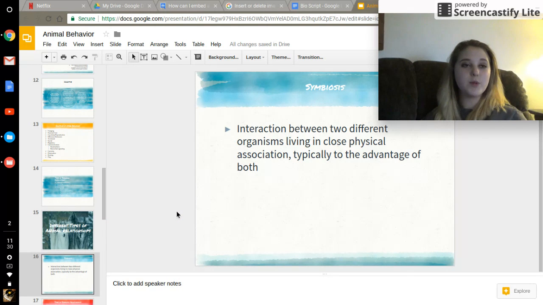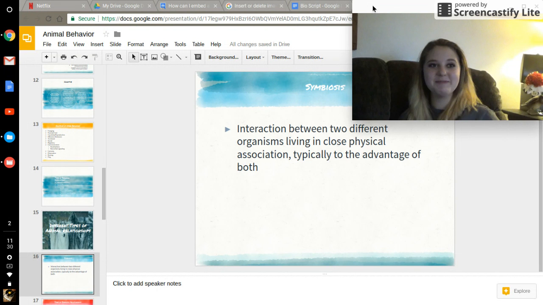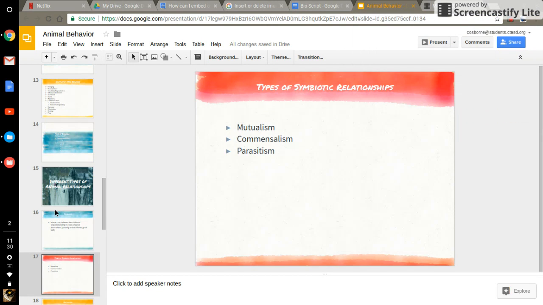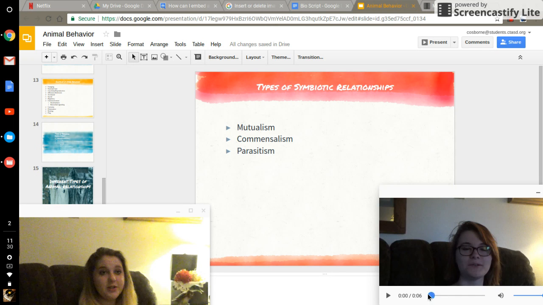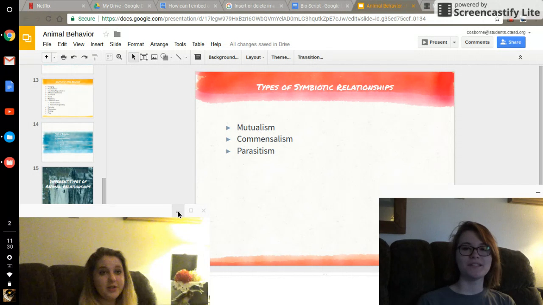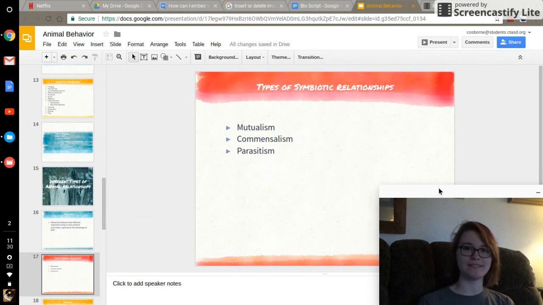Symbiosis is the interaction between two different organisms living in close physical association, typically to the advantage of both. There's a plethora of behaviors within symbiosis: social, communication, curiosity, offensive and or defensive, etc. A symbiotic relationship with two organisms requires some form of cooperation, disregarding parasitism. So let's look into these three relationships that branch from symbiosis. The three types of symbiotic relationships include mutualism, commensalism, and parasitism.